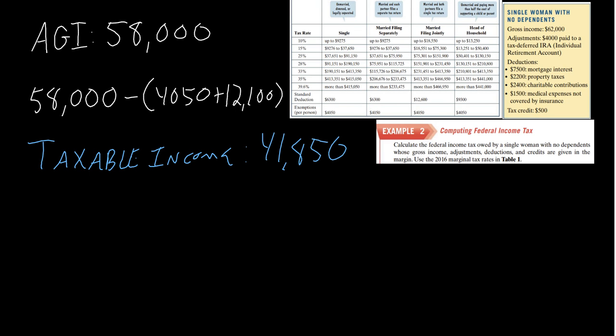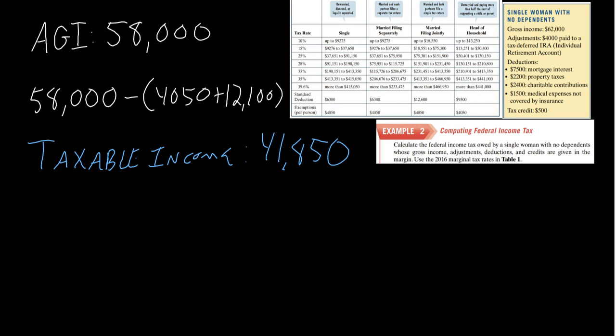Okay. So from this, how can I figure out how much taxes I owe? Well, we're going to look at our tax bracket. We make 41,850. I'm single, so I make between 37,651 and 91,150. So I'm in the 25% tax bracket. But that doesn't mean I'm losing 25% of 41,850. That just means anything over 37,651 is taxed at 25%.